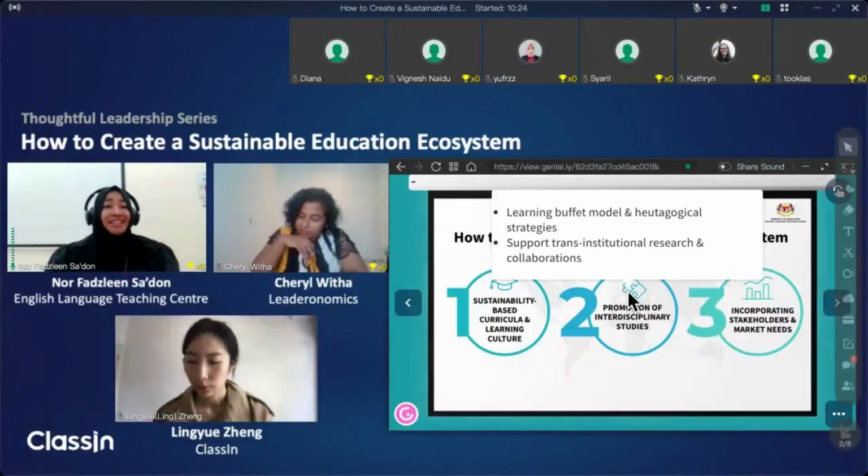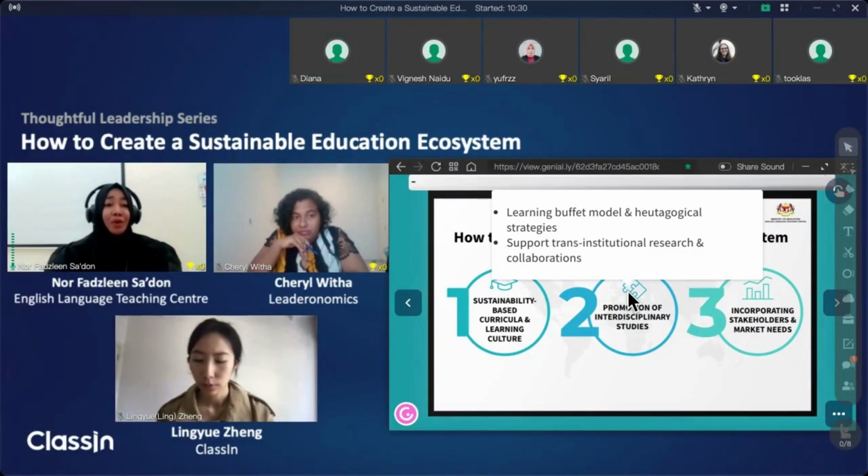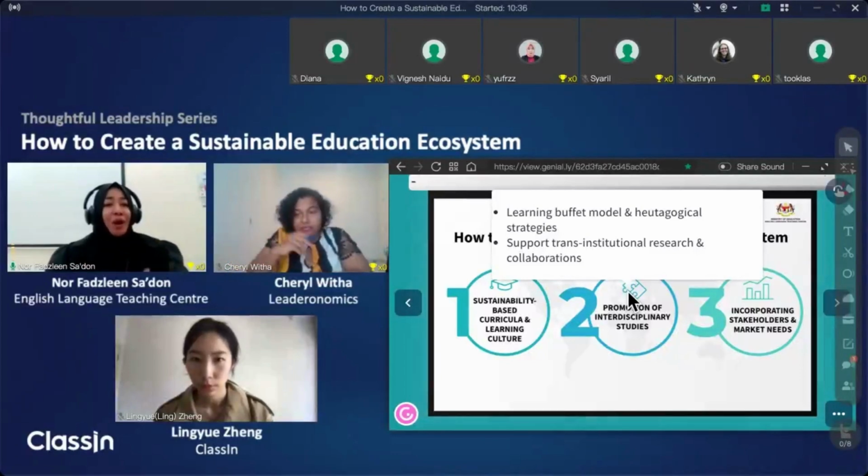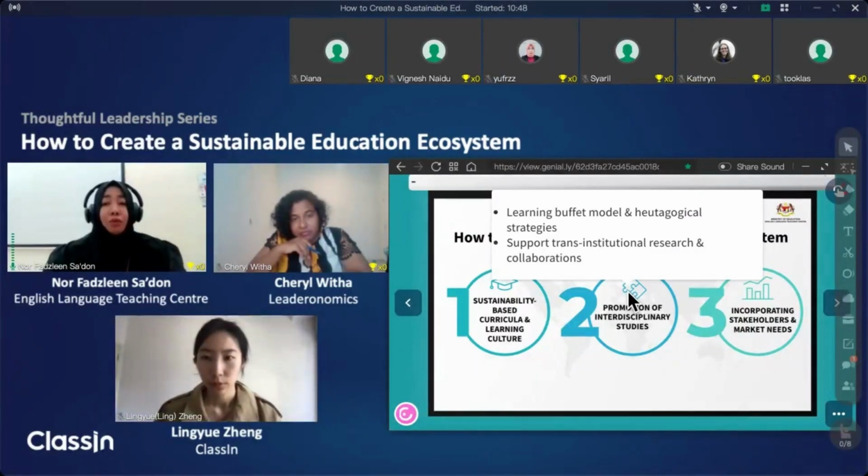Because nowadays, it's not about, for example, my institution conducting the lesson and being the sole provider. Nowadays, it's about collaboration. For example, like ClassIn right now, you are collaborating with many institutions in order to get knowledge sharing. And this is something that is widely promoted in global ventures as well as institutions worldwide.